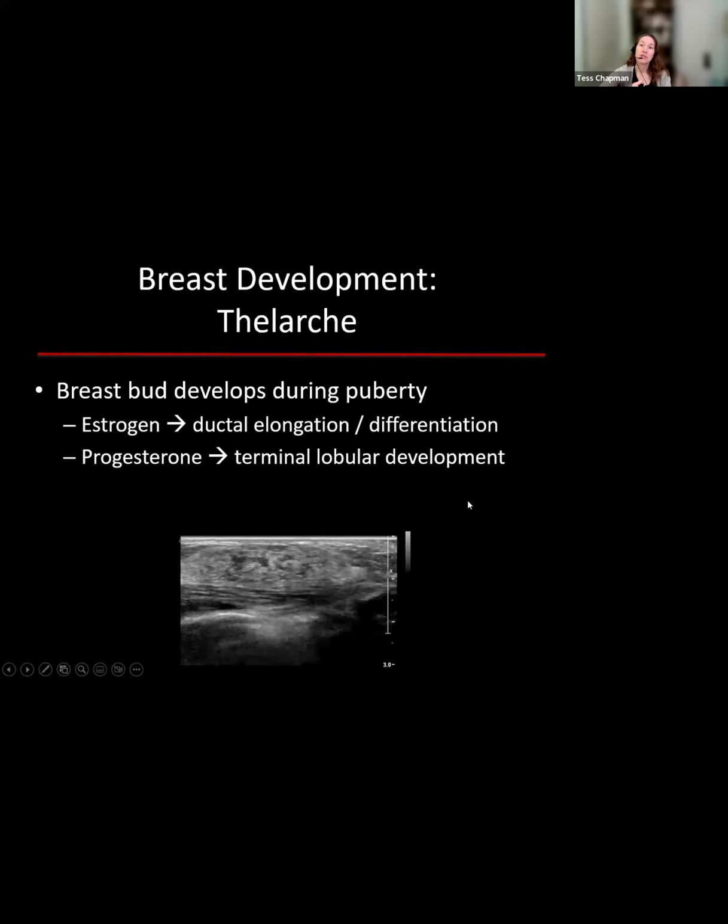Then the child will go through the first decade of life or so, and then hit puberty. Thelarchy is the word that refers to breast bud development during puberty. This is thanks to estrogen and progesterone. Those two hormones both trigger different developmental occurrences in the breast tissue. The normal age of onset of thelarchy is 8 years to 13 years in the girl.